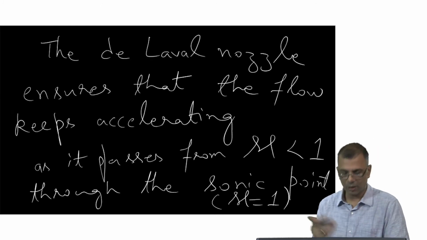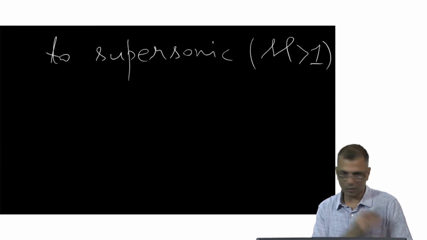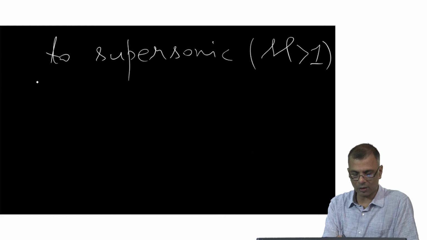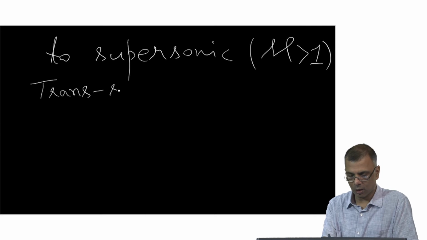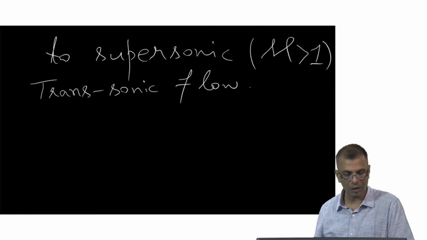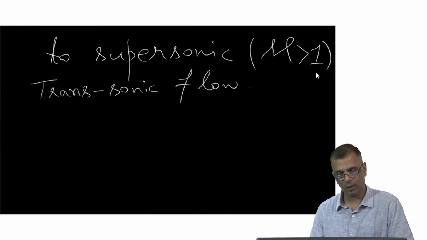So the de Laval nozzle is a device which ensures that the flow keeps accelerating as it passes from a subsonic flow through the sonic point, where the Mach number equals 1, to supersonic. So this is what a de Laval nozzle does. Importantly, this is an example of a transonic flow. Why transonic flow? Because it's something that transitions. This is a flow that transitions from being subsonic through the sonic point into supersonic. Okay.